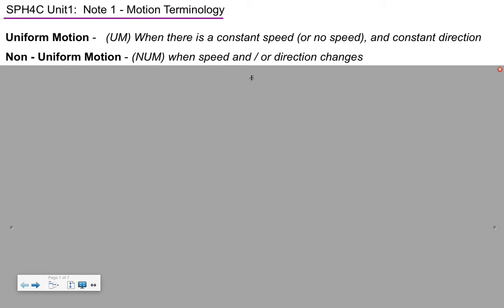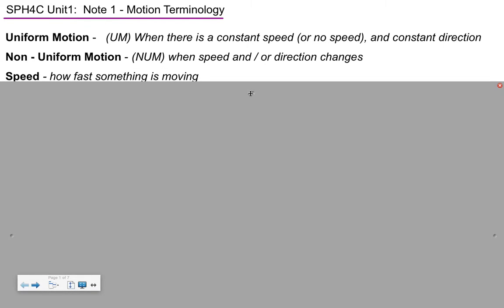So obviously it's up there. The first term of the lesson is uniform motion. This is a case where you have no acceleration, meaning constant speed, or zero speed, which is the same as constant speed, and constant direction, so you're not changing directions. You'll see that UM is just my short way of saying uniform motion. NUM, non-uniform motion, is where you would have a change. We're going to study both of those types of motion in the grade 12 course.